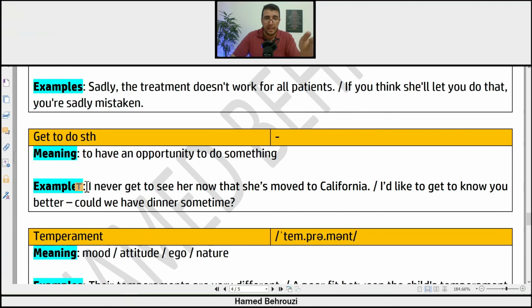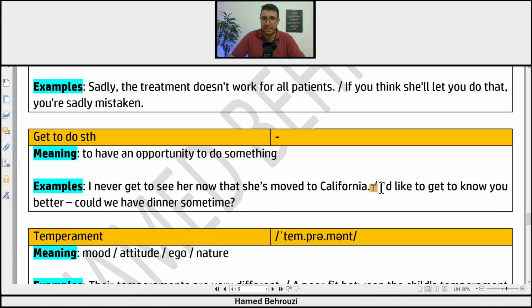Look at this one. I never get to see her now that she's moved to California. Like, I have no chance of seeing her. I have no opportunity of seeing her. Like, this platform, YouTube, has given me the chance to make these videos. So I can say on this platform, I get to teach what I want to the people I like. Okay, that's what we can say, get to do something.